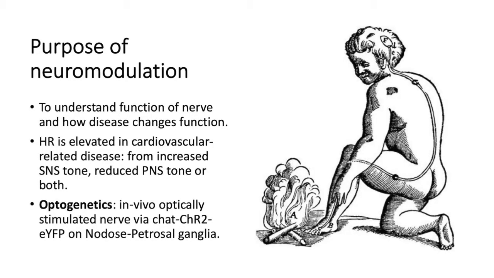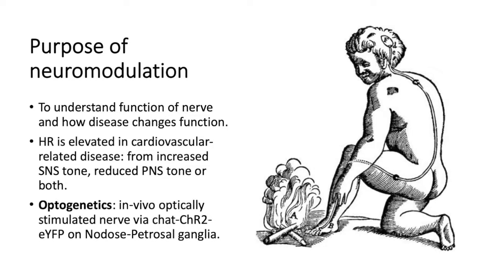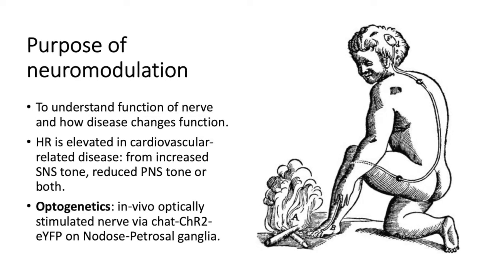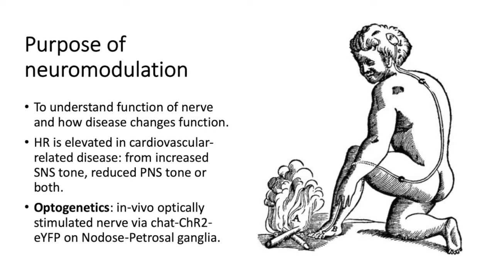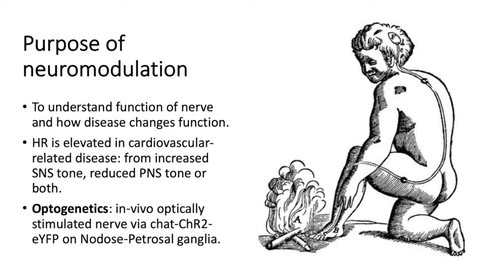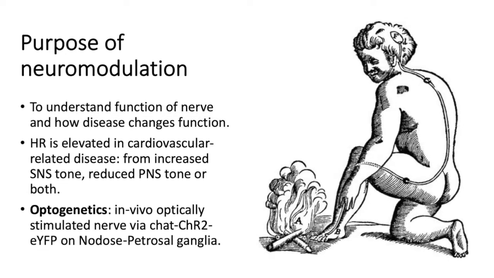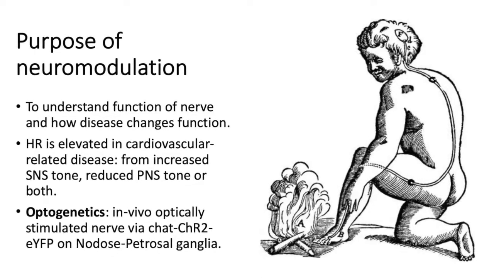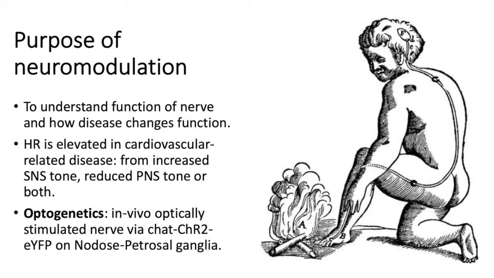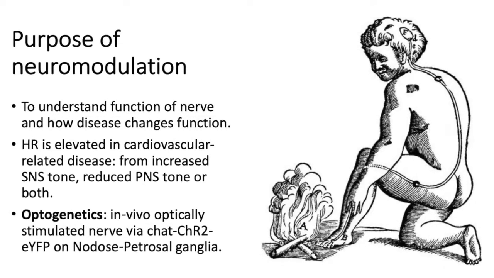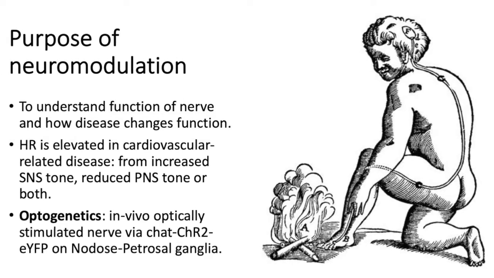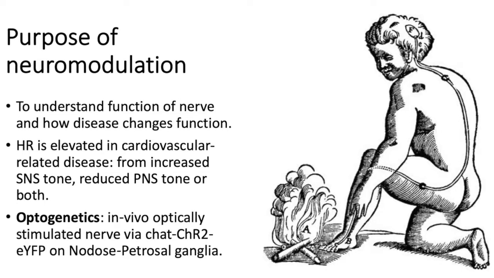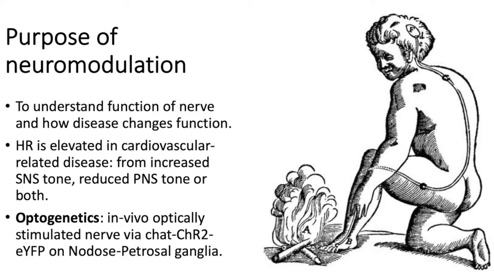So the purpose of neuromodulation is to understand the function of the nerve and how disease changes the function. In cardiovascular related diseases, the heart rate is elevated from increases in the sympathetic nervous system tone and a reduction in the parasympathetic nervous system tone, or it could be from both, an increase in SNS and a decrease in PNS. Optogenetics is in vivo optically stimulated nerves via channelrhodopsin's EYFP on nodose petrosal ganglia, and I've covered optogenetics before in a prior video which you can check out in the link up there.